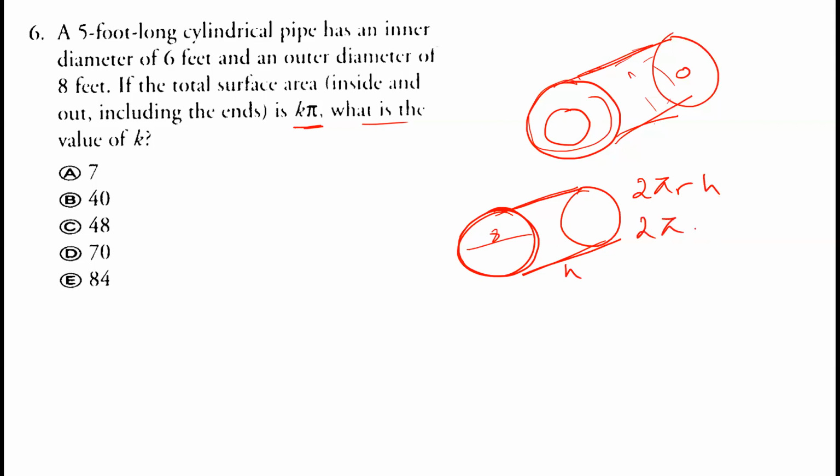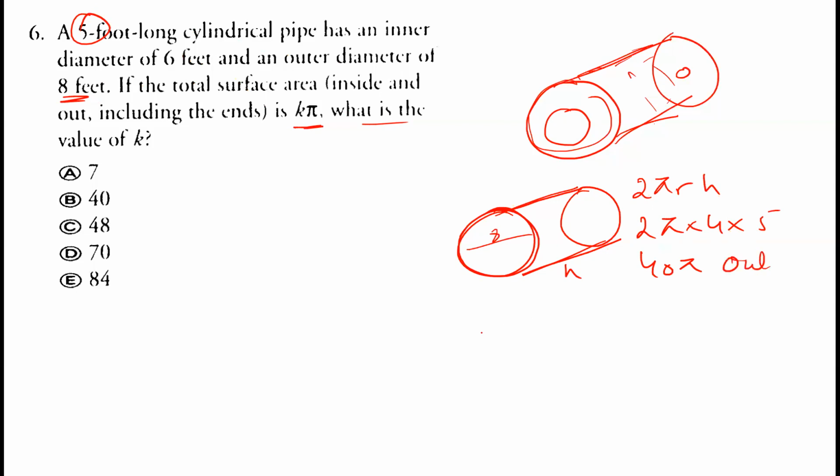So 2 into pi r would be, so 8 feet is the diameter, so the radius would be 4, and h, height is 5. So 5 4s are 20, 20 2s are 40 pi. So this is for the diameter for the outer ring. Now this is your outer ring.